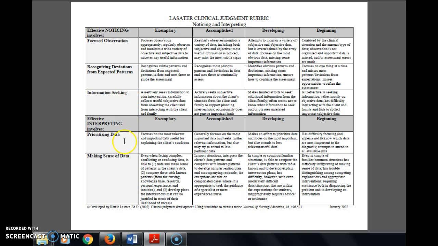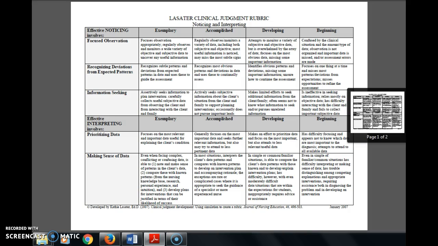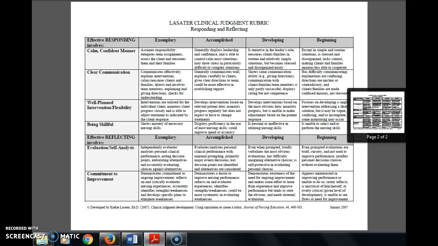In the second section, you have different abilities related to what you are going to do with this information that you've gathered. You need to somehow prioritize. We talk a lot about that in nursing. You need to also be able to make sense of the information that you've gathered. If you just don't have any knowledge about this particular data, then it won't make sense to you. So that's also a very important aspect of clinical judgment.